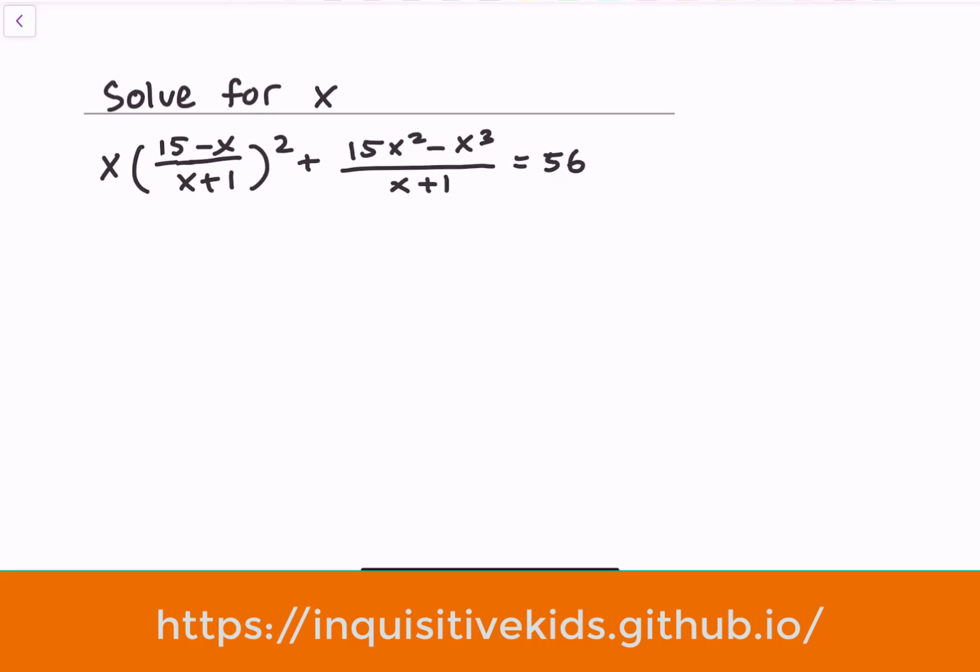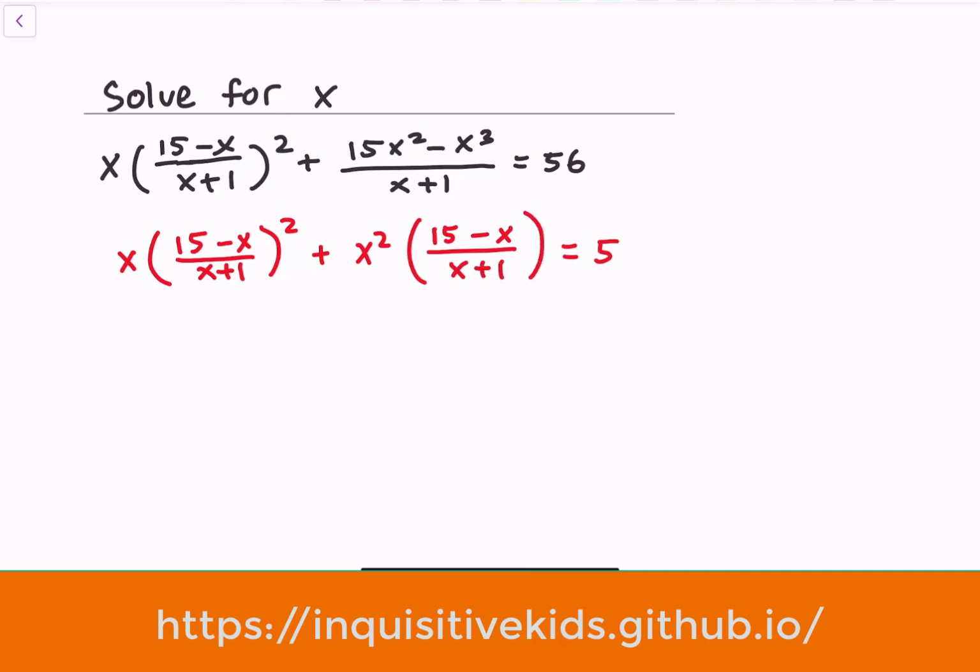In this video, we will be solving for x from this equation. Looking at this equation, we can turn the second term into a similar form as the first one. What I mean by this is, we can factor out an x squared from the second term. If we do this, we will get x squared times (15 minus x) over (x plus 1). And this gives us 56.